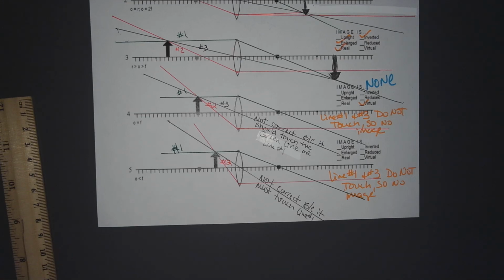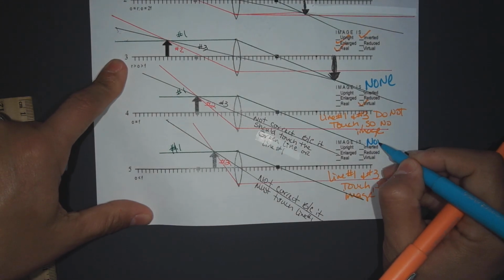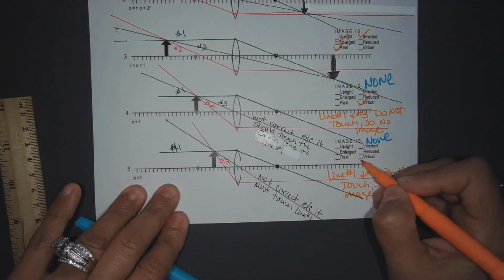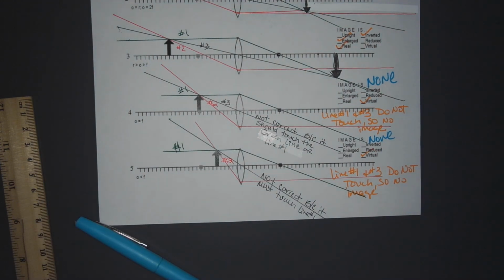Let's look at the next one. Image is, I'm going to write the word none, but this is actually what we call a virtual image because our brain fills in, connects the dots.